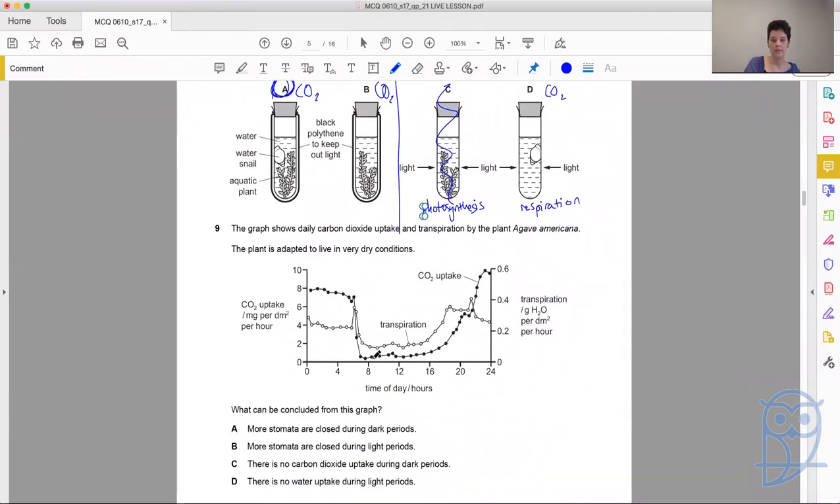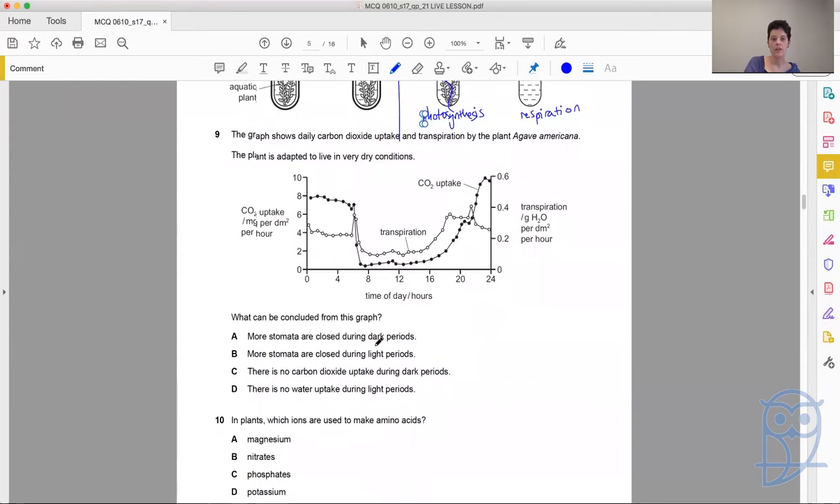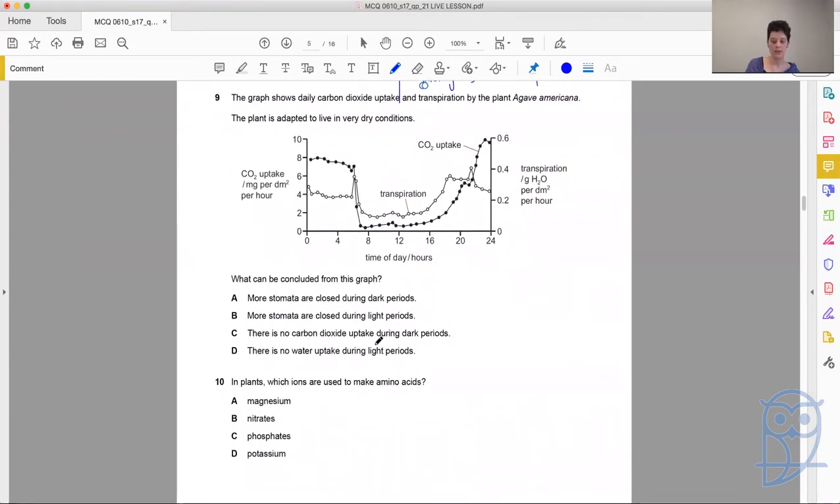Question 9. The graph shows daily carbon dioxide uptake and transpiration by the plant Agave americana. The plant is adapted to live in very dry conditions. So, with the black dots, we have carbon dioxide. So carbon dioxide uptake is high, and then it drops, and then it goes up again. And then transpiration is all over the place a little bit.